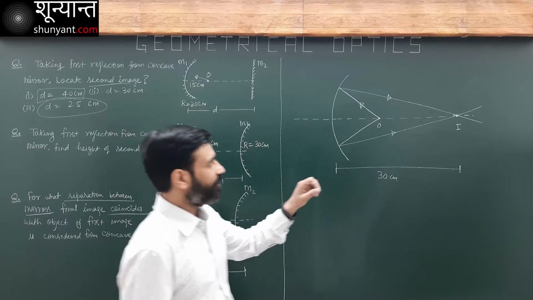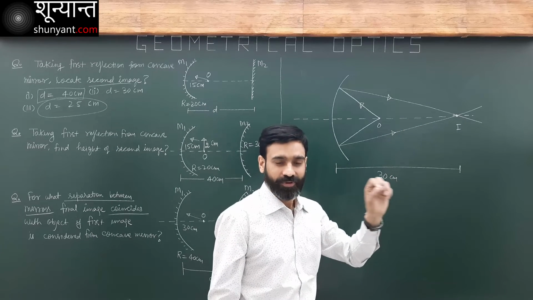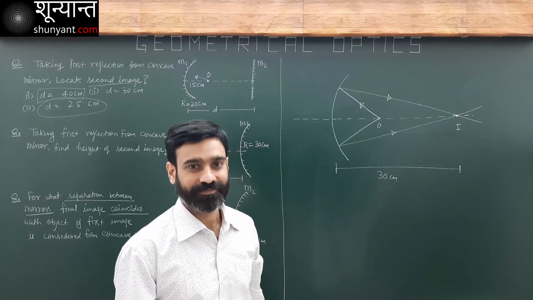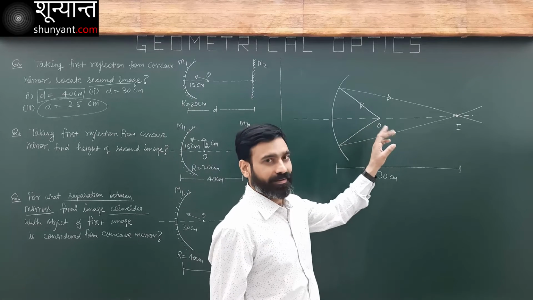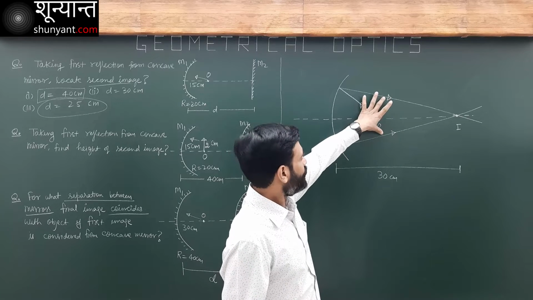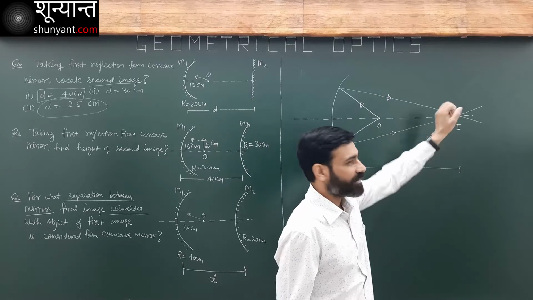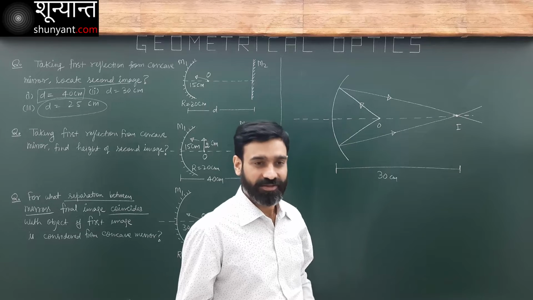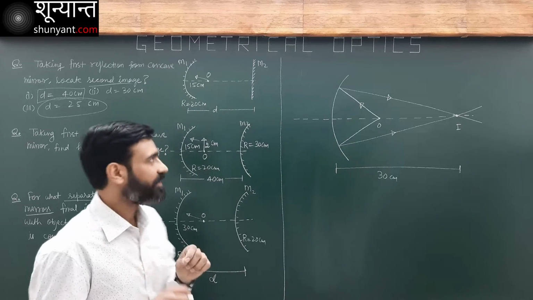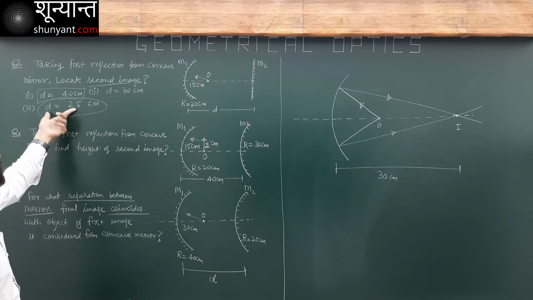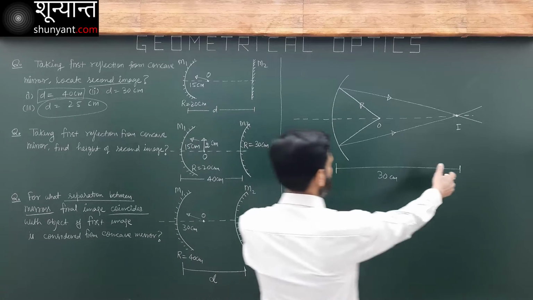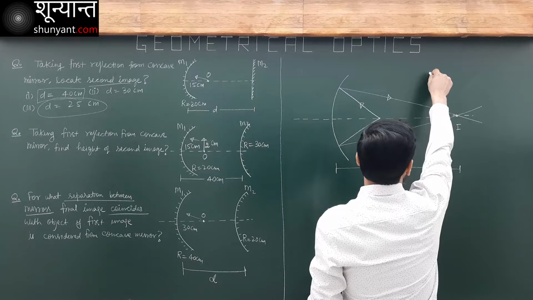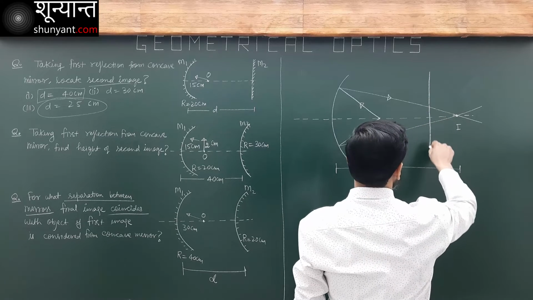What will happen if I do not allow the light rays to meet? Understand this. If I do not allow these light rays to meet here, what will happen? Essentially, that's the same thing that we are doing here. If the separation is 25, that means this whole thing is 30. I am keeping a plane mirror here.